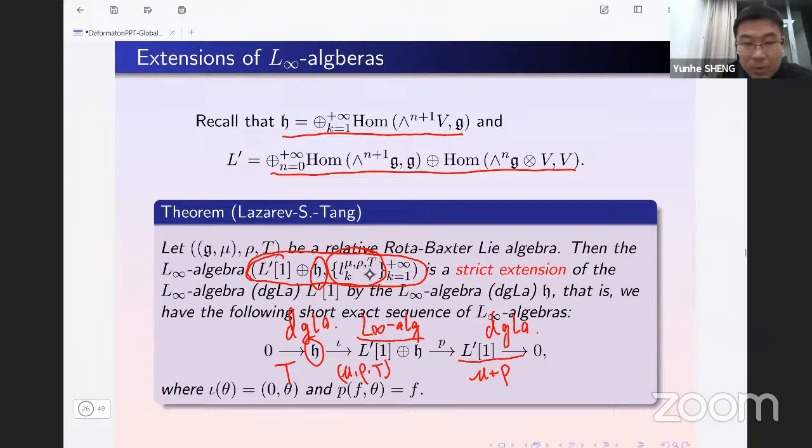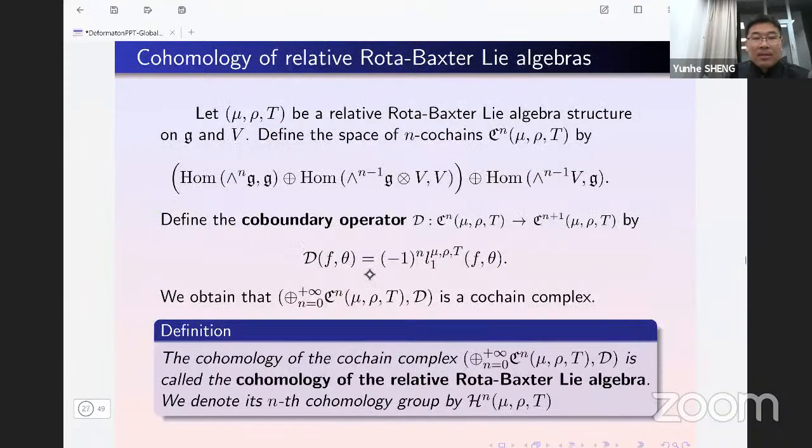So we have this relation, and then we can study cohomology of relative Rota-Baxter Lie algebras. Let (mu, rho, T) be a relative Rota-Baxter Lie algebra, and we define the space of n-cochains, denoted by C^n(mu, rho, T), by this formula. There are three components, but recall that this part corresponds to this L prime, and this part corresponds to that curly H. And we define the coboundary operator D directly by this formula.